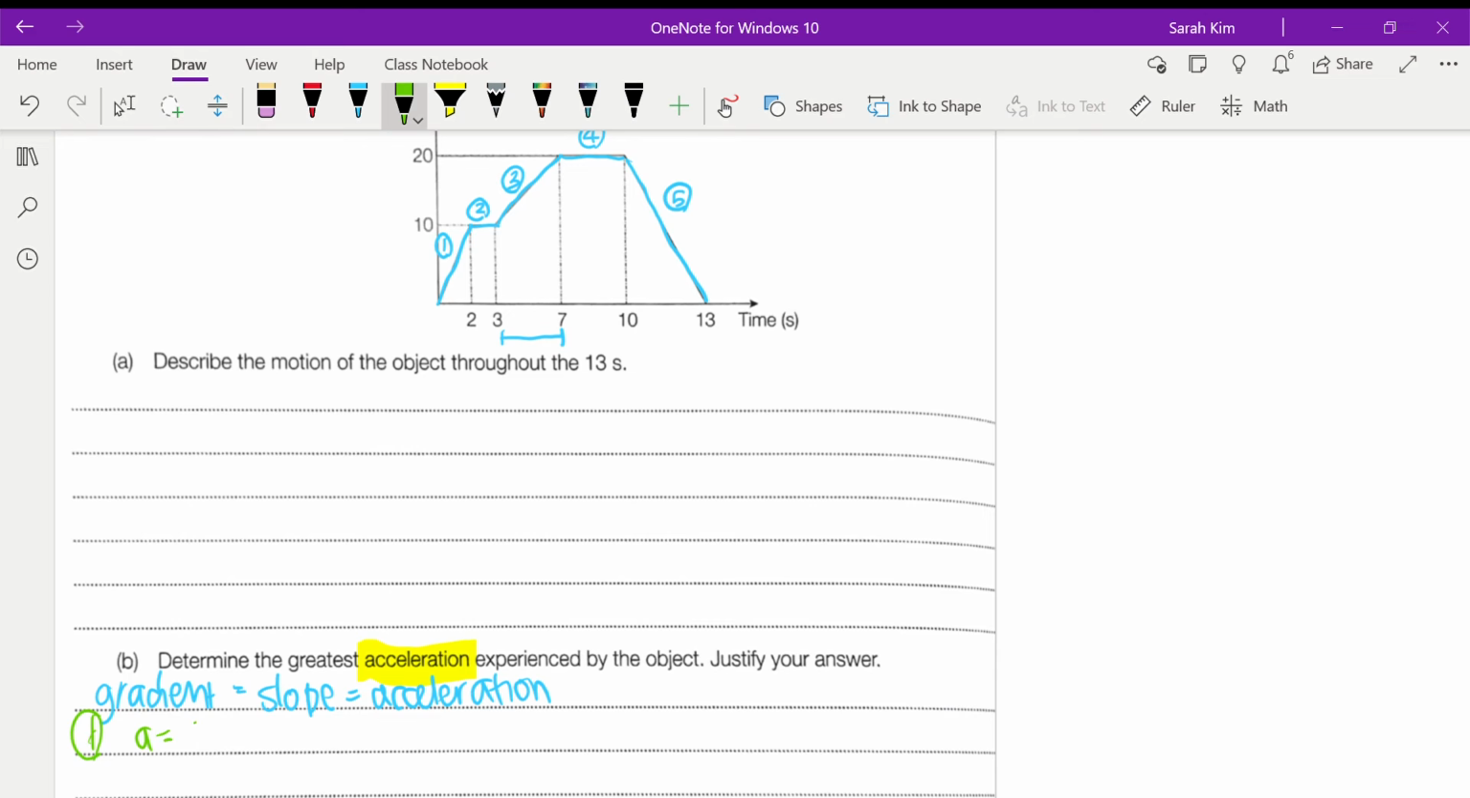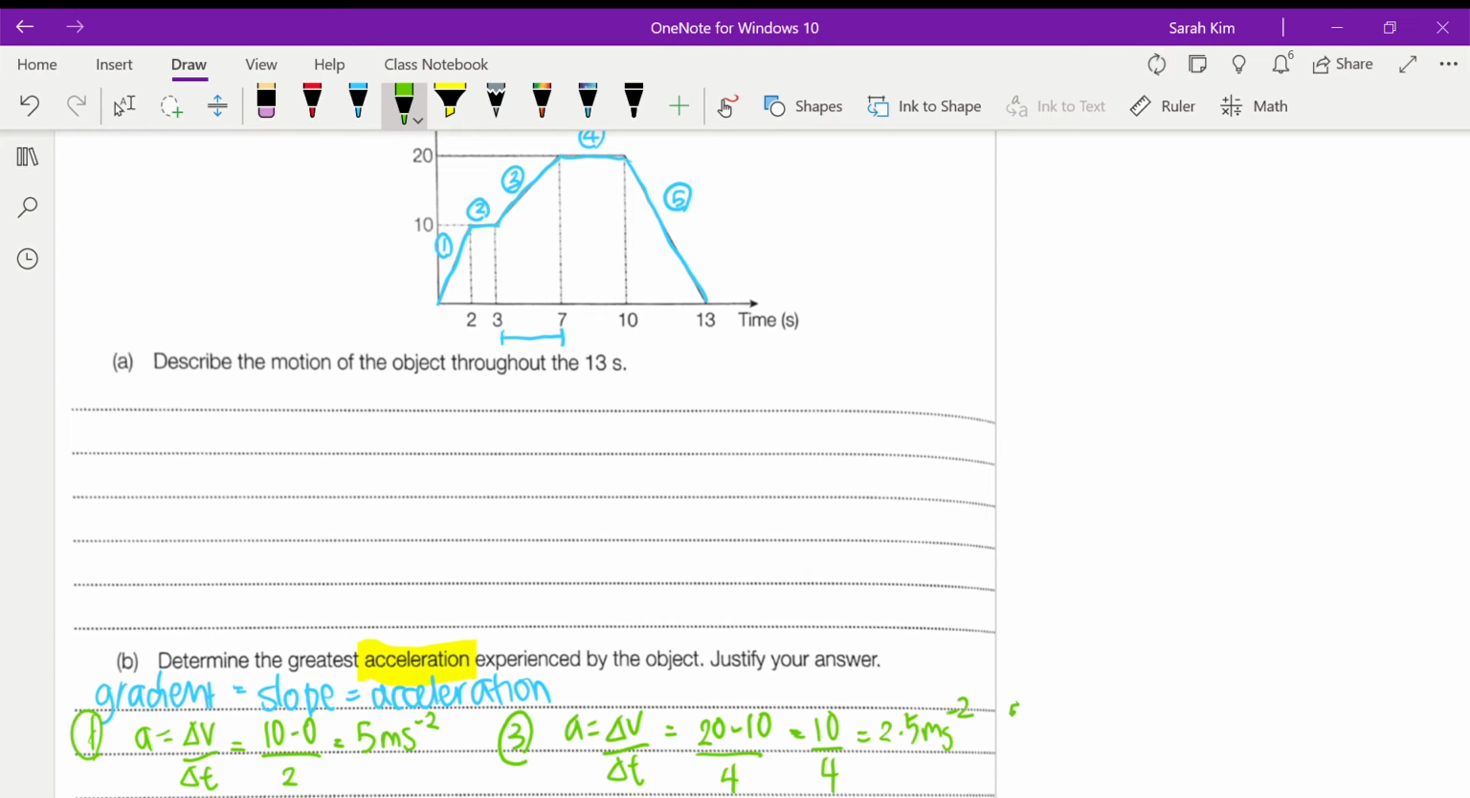My a is delta v over delta t. So my v goes from 10 take 0, and my time was 2 seconds, which is 10 divided by 2, which is 5 meters per second squared. Section 3, because 2 is constant. Same thing, just do the acceleration equation. So this is 20 take 10. Time is 3 to 7 seconds, which is 4 seconds. So that is 10 divided by 4, which is 2.5 meters per second squared.